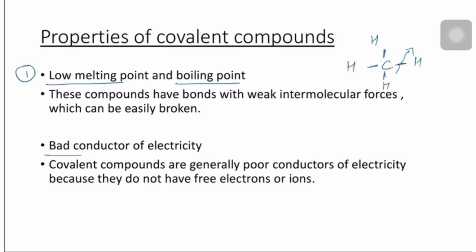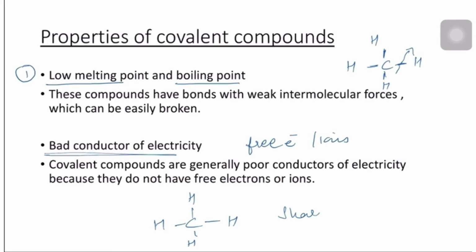Second, they are very poor conductors of electricity. You know that to conduct electricity, they need either free electrons or it should have ions. But what did we see? We saw that in hydrocarbons, the electrons are shared. There is no free electron. Hence, they are bad conductors of electricity, or you can say they are poor conductors of electricity.